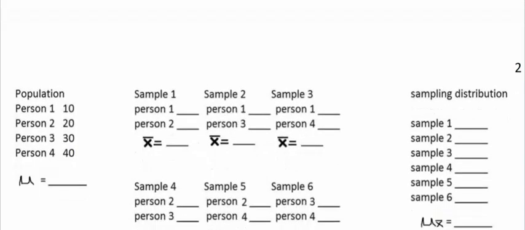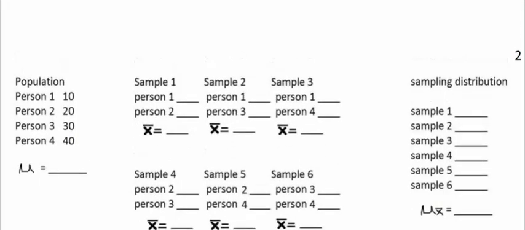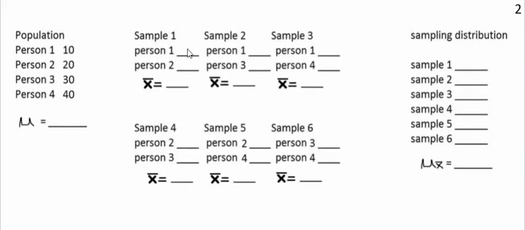Then on this page, you're going to do a few things. First, you're going to calculate the mean age of the population that you sampled from. To get that, you add the 4 ages and divide by 4, and you get the population mean. Fill that in right there. This is a Greek letter mu, it's population mean. After that, fill in the ages of all of the possible samples of 2 people that you could have selected in the situation on the last page.